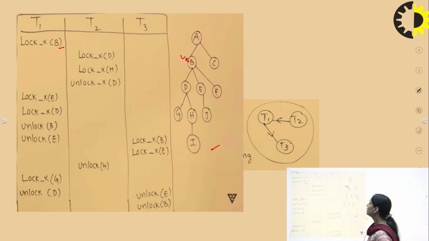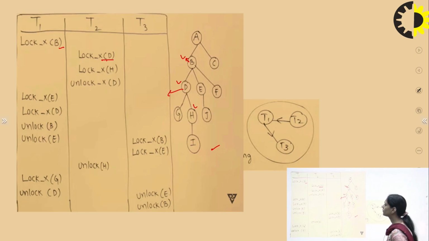Then another transaction T2 came and applied an exclusive lock on D, because the first time we can apply a lock at any place. It needs to apply the exclusive lock on D. That is possible. It also wanted to apply a lock on H. This can also be done because the parent node is already locked. Now it wants to unlock D. This can be done because a node can be unlocked at any point of time.